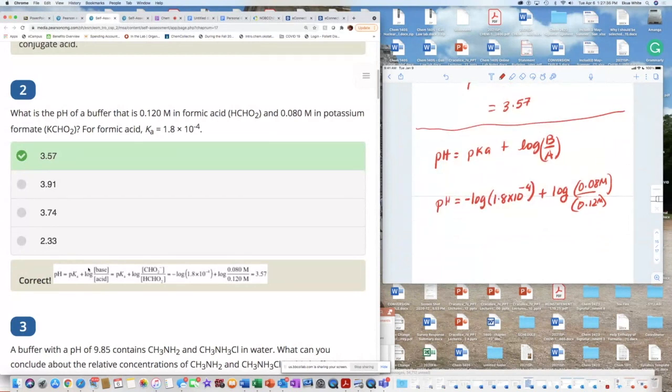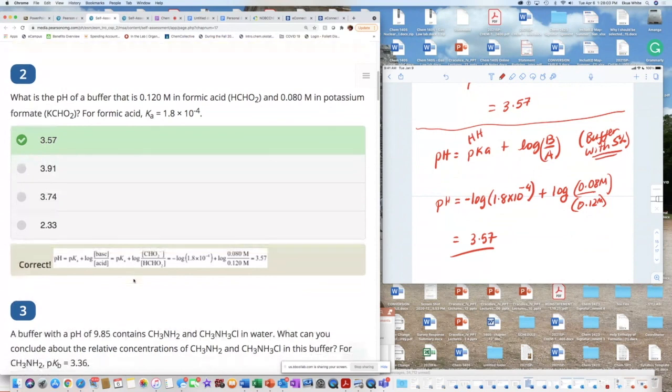That's what they use over there, and they end up with 3.57. You can use either this for buffer with 5% rule. So only the buffer situation do you have a choice of either using the ice table or using the Henderson-Hasselbalch equation, the one I call the HH equation. Okay, that's what they chose right here.